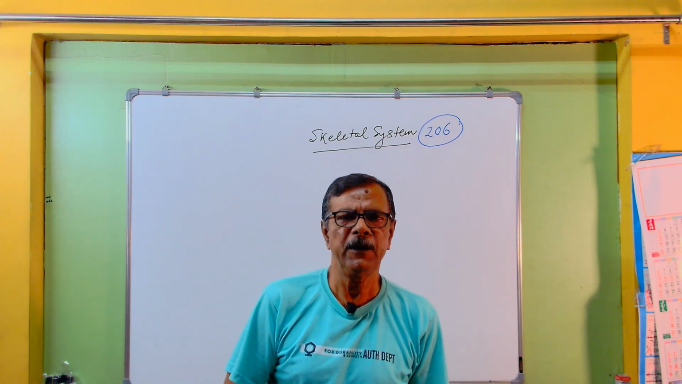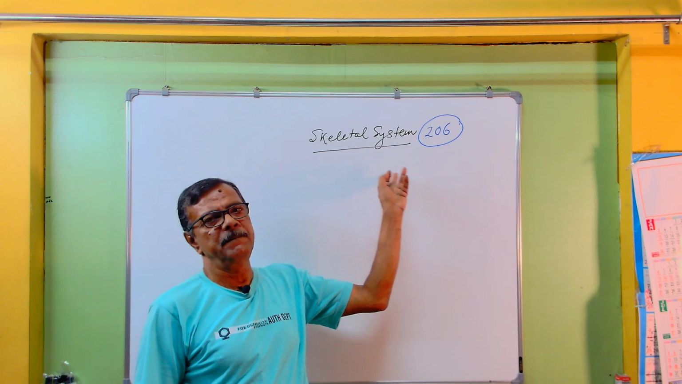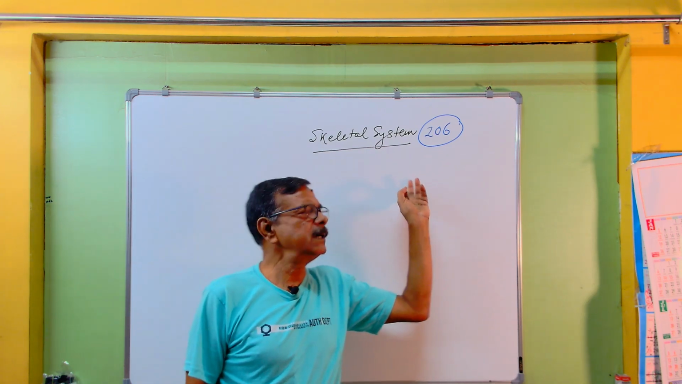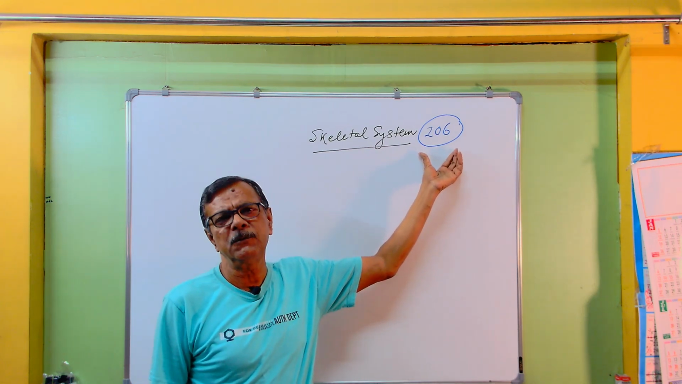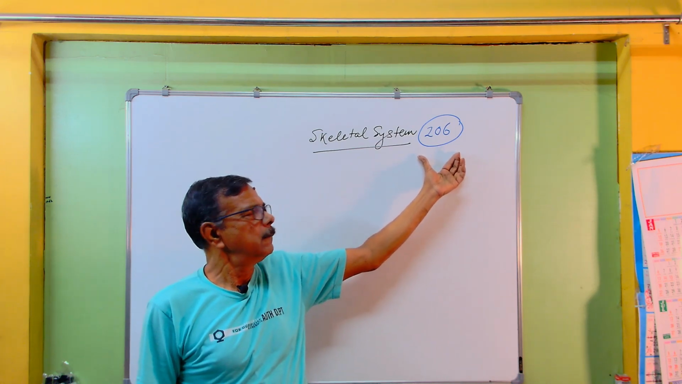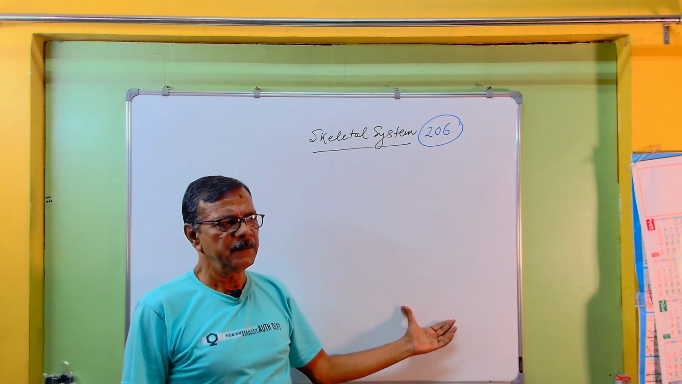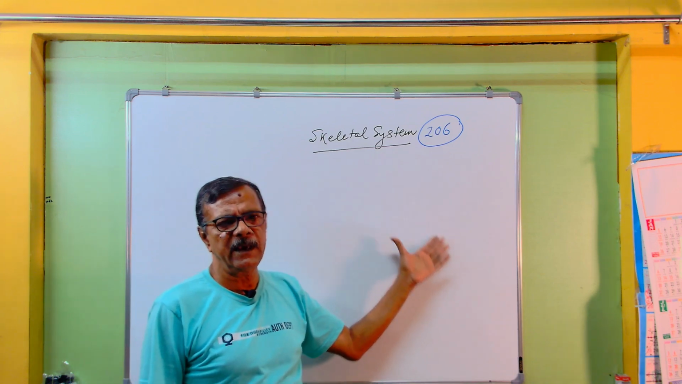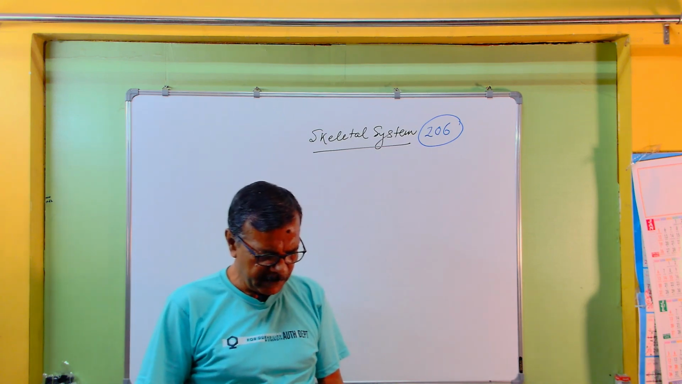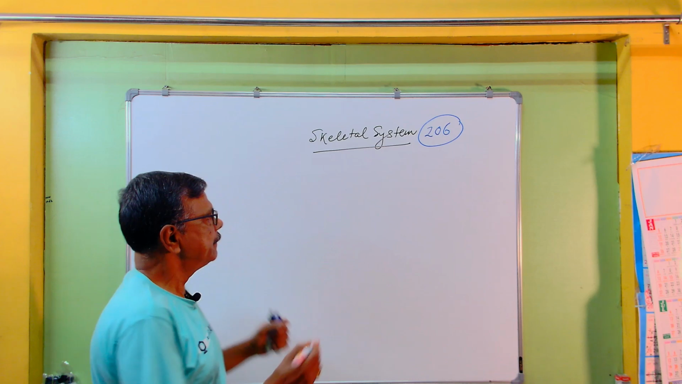Today our discussion will be on the skeletal system. From childhood onwards, we came to know that we have 206 bones. We'll go into the details of these bones and find out what is inside them. Prior to that, I'm drawing one picture.